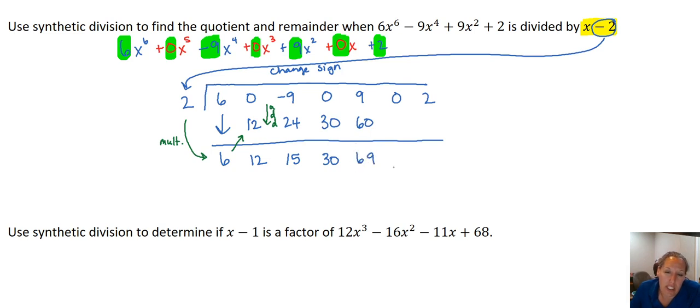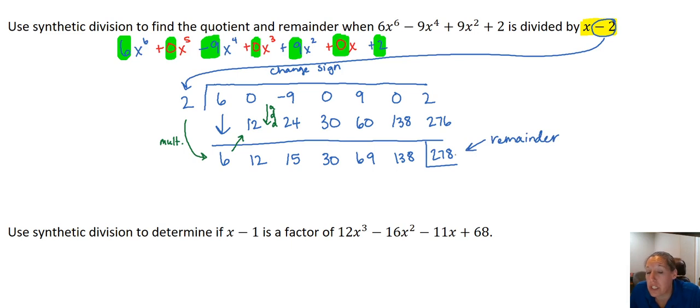Plus 9 gives us 69, times 2 is 138, plus 0 is 138. 2 times 138 is 276, plus 2 gives us 278. All right, the numbers down at the bottom are going to represent our quotient and our remainder. So the very last number at the end, that is our remainder. So our remainder here is going to be 278.